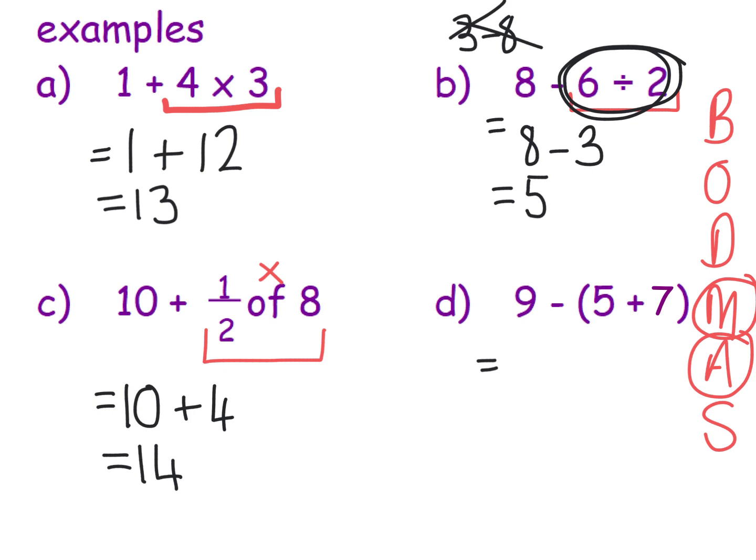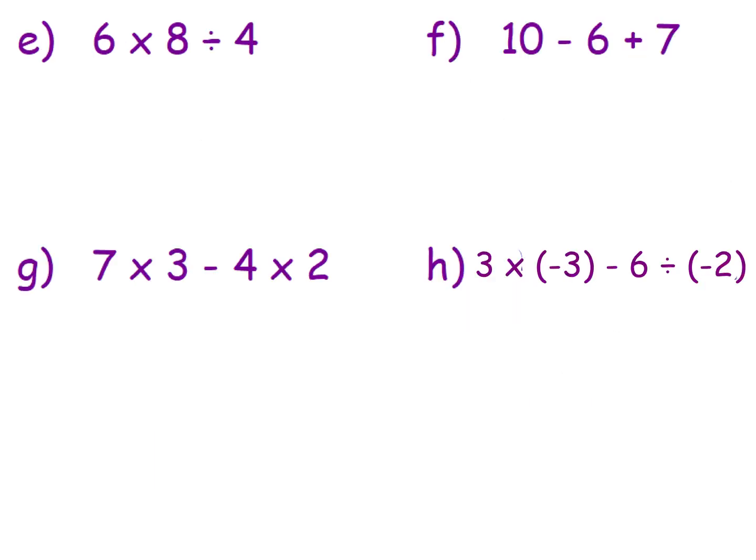And then this is a classic example of what we mean by B for brackets. The minute you see brackets, you do that sum first. So it's just 9, take away whatever's in the brackets, which is 5 plus 7, which is 12. And 9 take away 12 will give you negative 3. Hopefully you've done negative numbers before you do BODMAS, because I do have some negatives in here. Right, let's get some more.